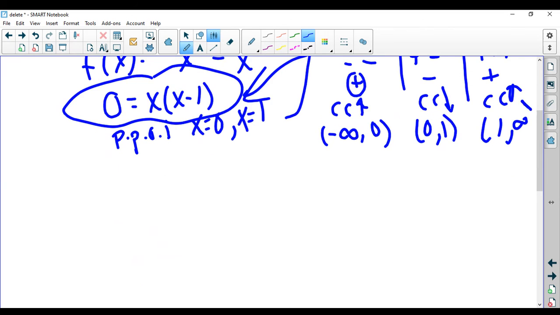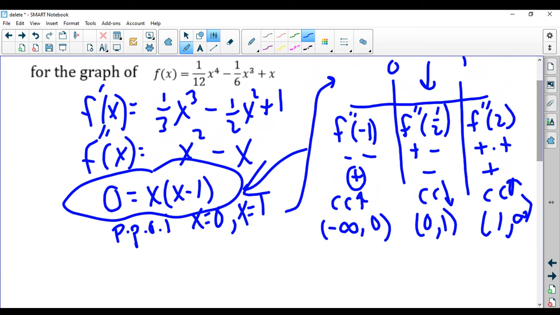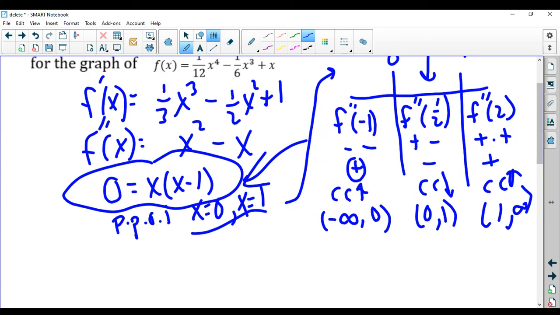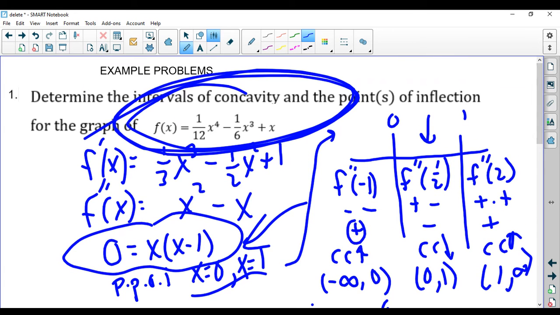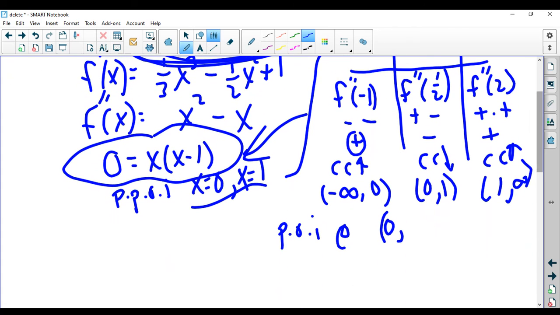So there's our concavity. So now we can conclude which of these possible points of inflection are actual points of inflection. And because the concavity changed at each of these points of inflection, they become actual points of inflection. So we do have points of inflection at 0, comma, and you plug the 0 into this original function to get the y-coordinate, and that's obviously going to be 0.